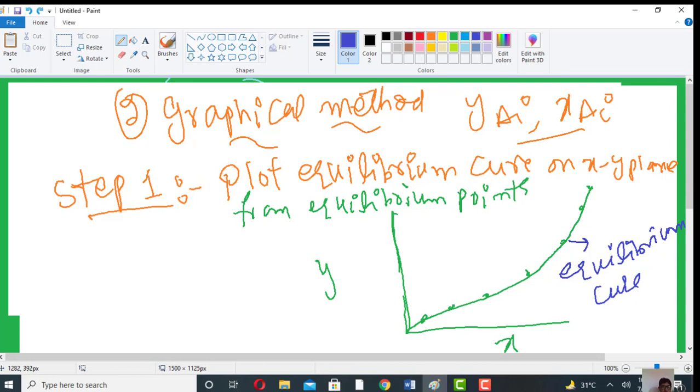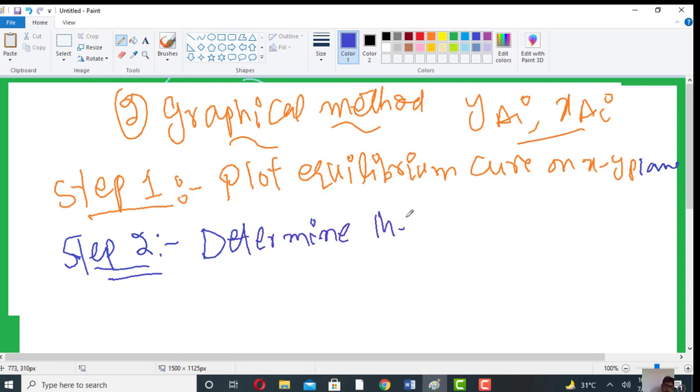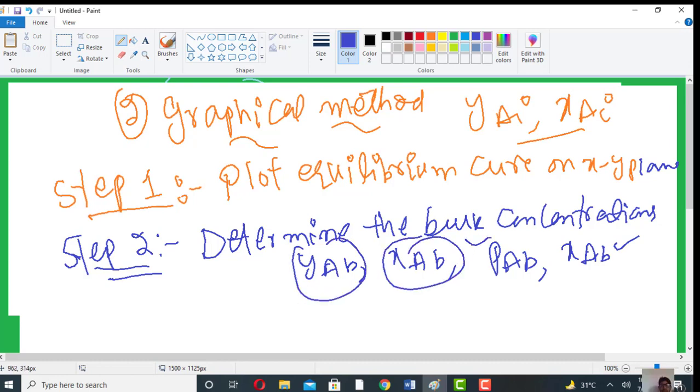Now in the second step, determine the bulk concentration. The bulk concentration was YAB and XAB, or it can be PAB, it depends on the process. These bulk concentrations can be determined by concentration measuring instruments, and as we have already discussed, they can be easily determined.